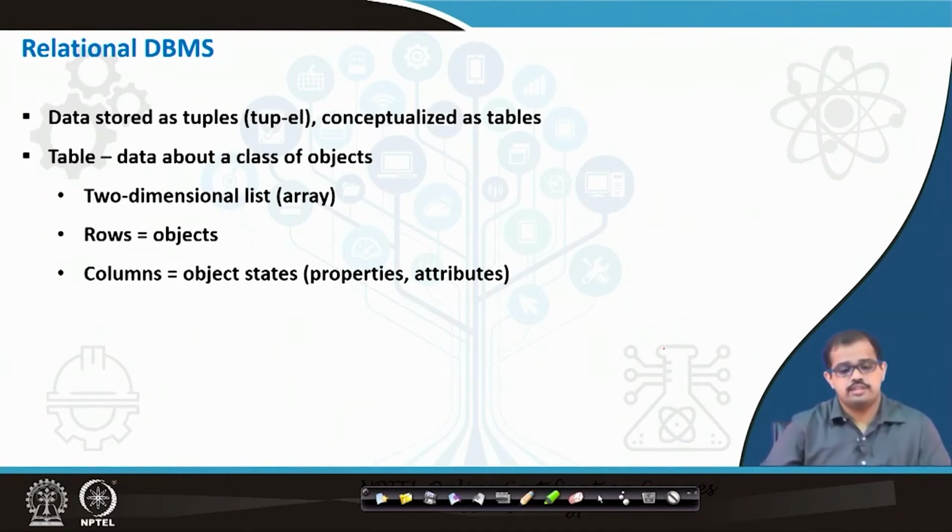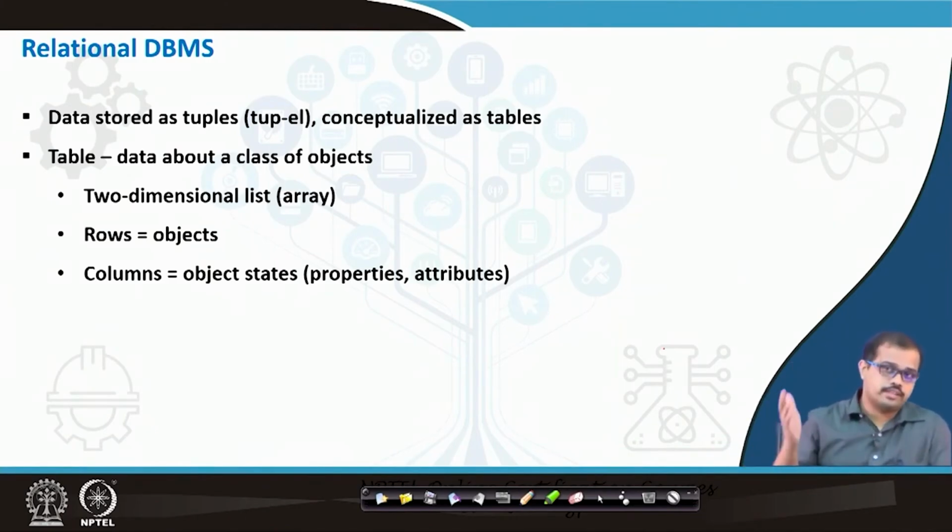Normally, data is stored in the form of tuples. When I say tuple, it is conceptualized as tables. Okay, a number of rows and columns representing the fields. So, each table's data is about a class of objects. Okay, when I say objects, it's a two-dimensional list. Rows are nothing but objects, and columns are object states, that is the properties or attributes, which are called fields. Okay, so please remember this.